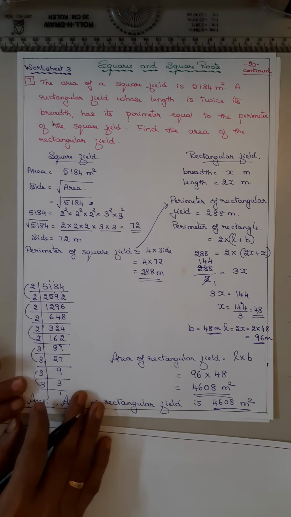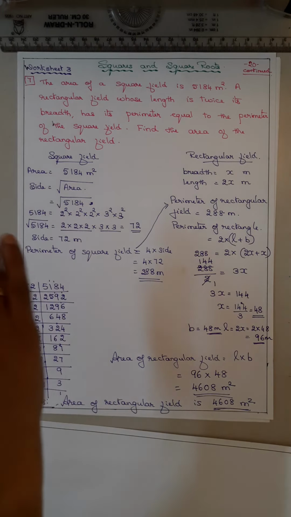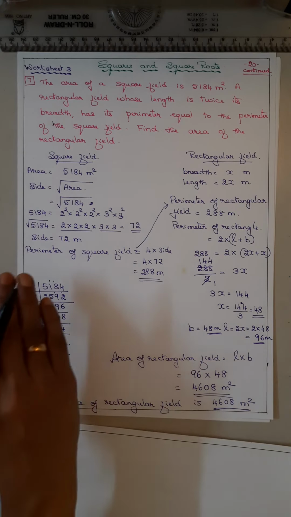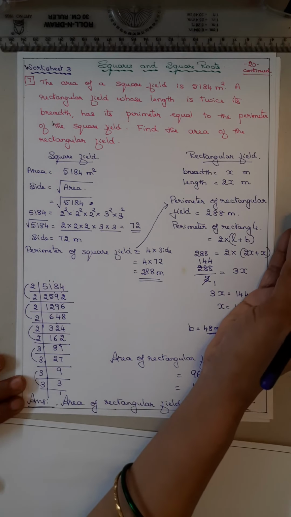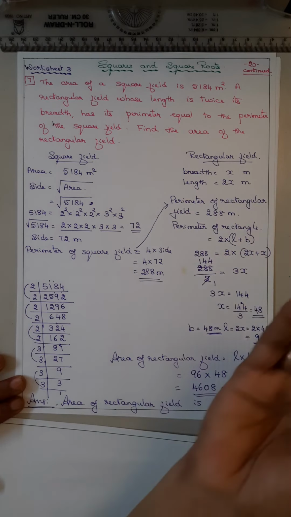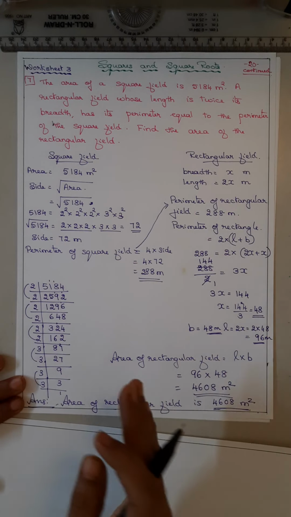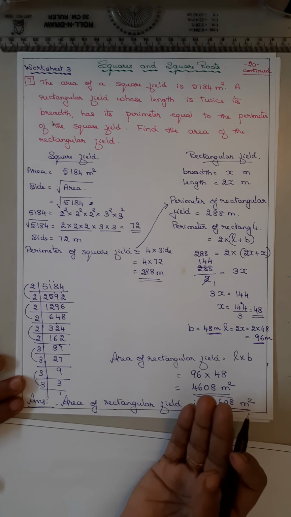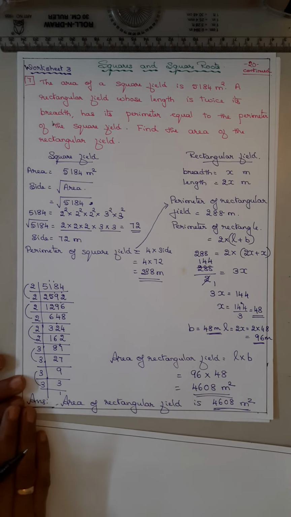सबको समझ में आया ना? तो पहले स्क्वायर फील्ड का एरिया दिया है, उससे साइड फाइंड आउट करो, साइड से पेरीमीटर फाइंड आउट करो. दैट पेरीमीटर जो भी आंसर मिला, दैट इज इक्वल टू द पेरीमीटर ऑफ द रेक्टेंगुलर फील्ड. अब बोले हैं लेंथ इज ट्वाइस द ब्रेथ, तो ब्रेथ को x ले लो, लेंथ को 2x ले लो और पेरीमीटर का फॉर्मूला डालो, x को फाइंड आउट करो, फिर लेंथ एंड ब्रेथ फाइंड आउट करो, फिर एरिया ऑफ द रेक्टेंगल फाइंड आउट करो.